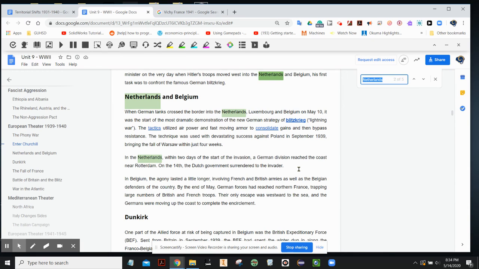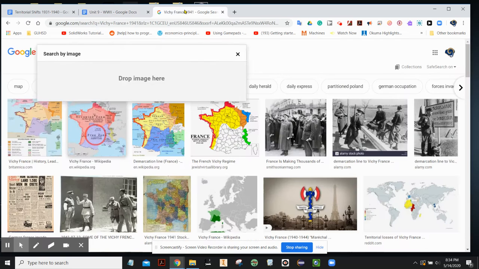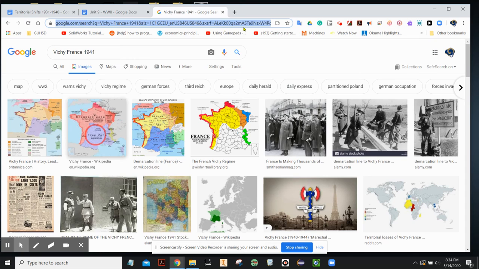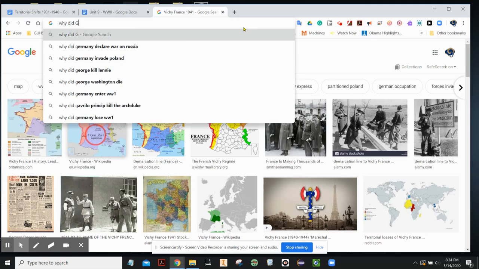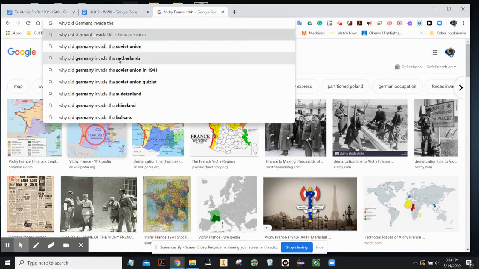invader. We are not going to get a lot of information about the Netherlands. We do, however, know what and who with Germany. We don't know why. So we can actually go back here, and I would like to ask, why did Germany invade the Netherlands? And that's a really good question because other people have asked it.